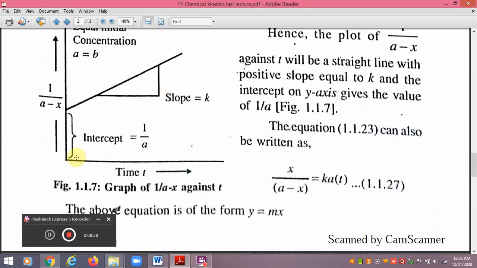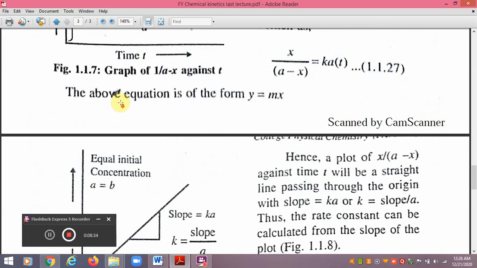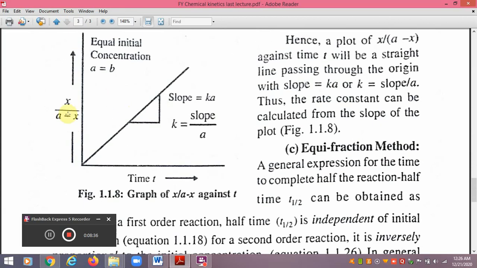And if you are getting such a graph, then it indicates the order of reaction is 2, and it will be a second order reaction. And if we plot the graph of x upon a minus x versus time, and you are getting a straight line passing through the origin, that will also indicate it is a second order reaction.